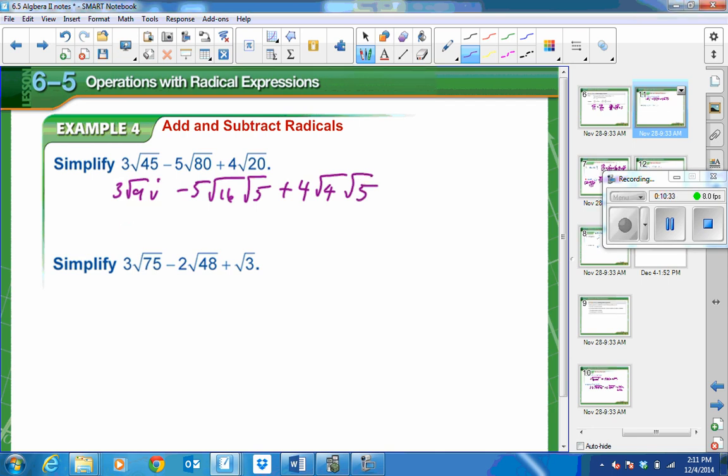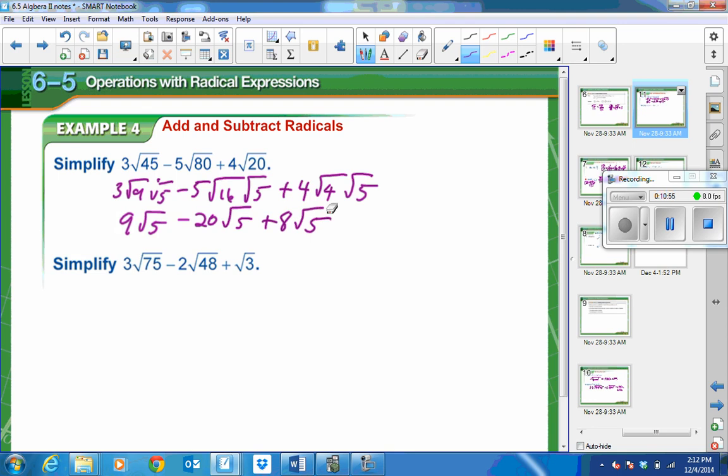And so here, square root of 9 is 3. 3 times 3 is 9. So I have 9 square root of 5 minus, square root of 16 is 4. 5 times 4 is 20. So minus 20 square root of 5 plus, square root of 4 is 2. 4 times 2 is 8. 8 square root of 5.